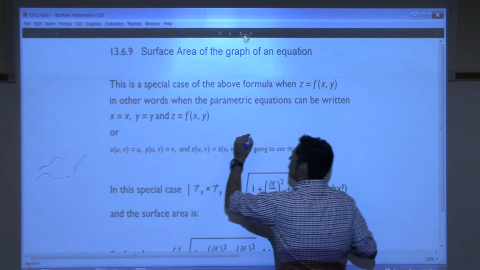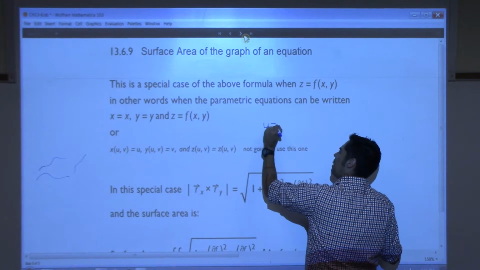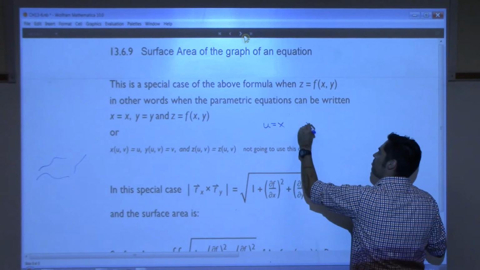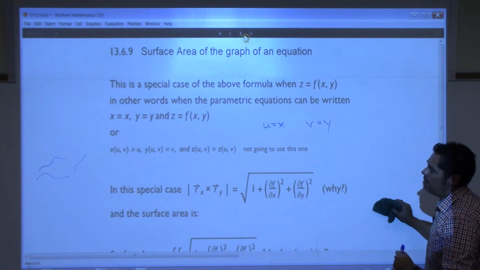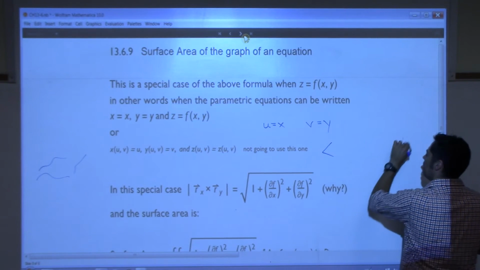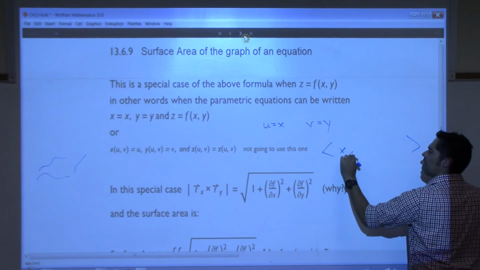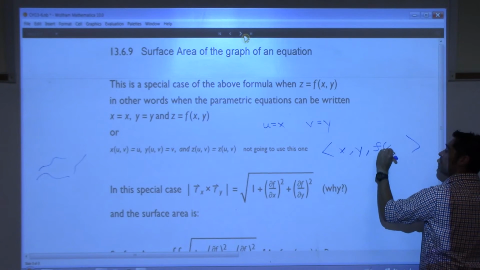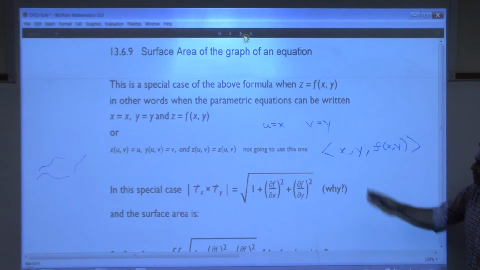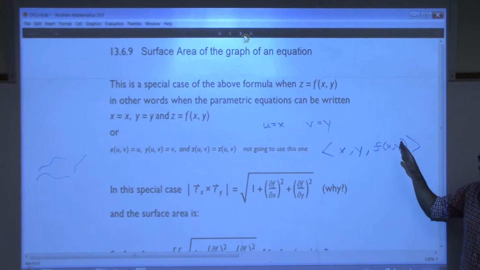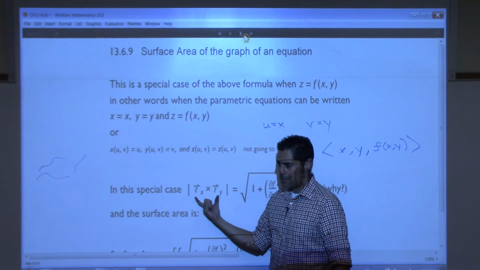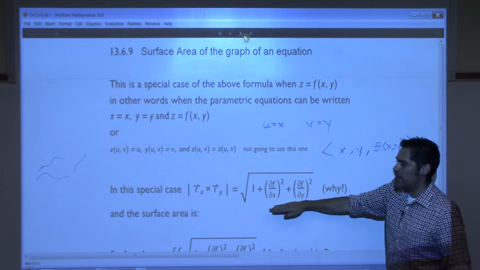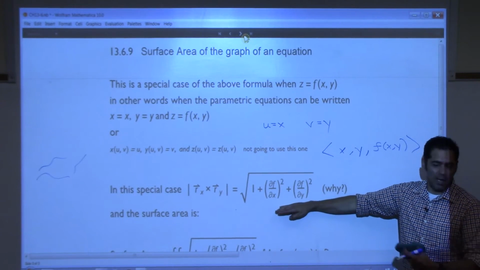then you can basically let your u be x, and let your v be y. In your vector curve, this is x, this is y, and then this is actually the function of x and y. So if this were u and this were v, this would be some function of u and v. Then if you go through and do the cross product of the partials, it will always turn out to be this.